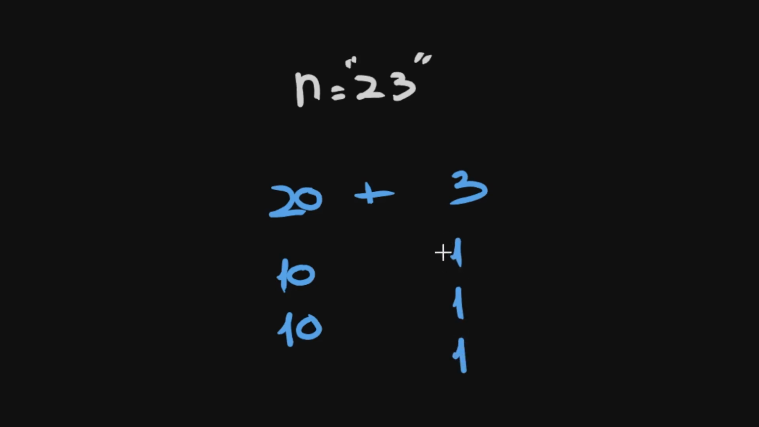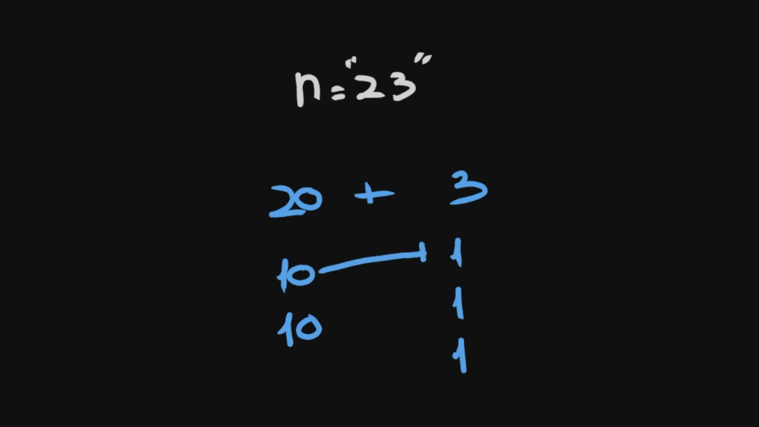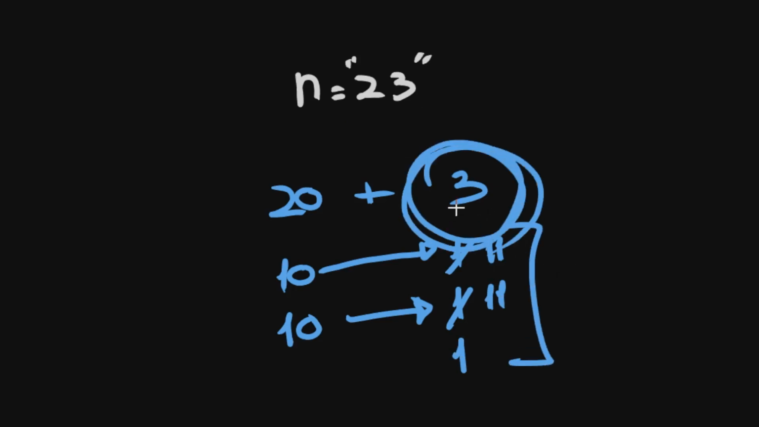So maybe we can use these 3 numbers to include these 2. So here we can take 11 instead, and here we take 11. And 11 plus 11 plus 1 is 23. So the result here is given by the largest number. It's also 3. So the solution is pretty straightforward.